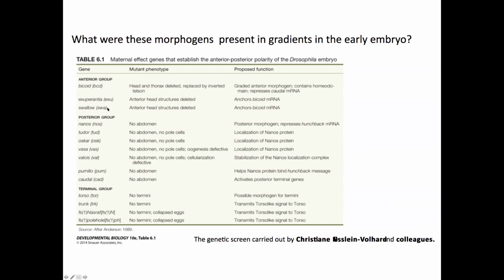main mRNAs. Like I mentioned, exuberantia and swallow are ones that tether the bicoid mRNA and locally allow its translation there. And these mRNAs are necessary for identity of the head. If they're deleted, the head structures are not formed. And in fact, the identity is reverted to forming the tail cells, the tail end, the posterior end.